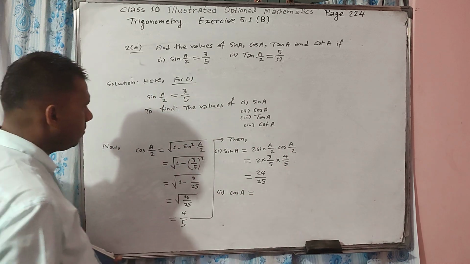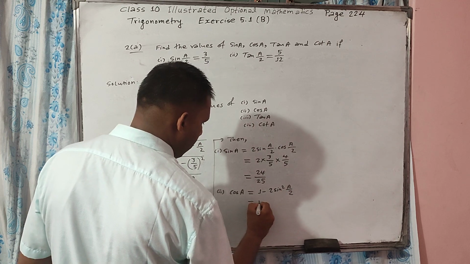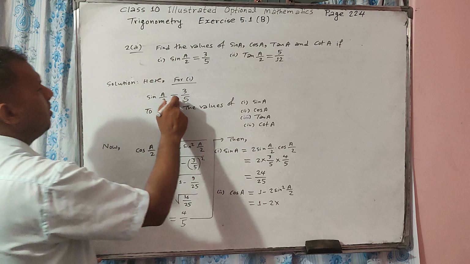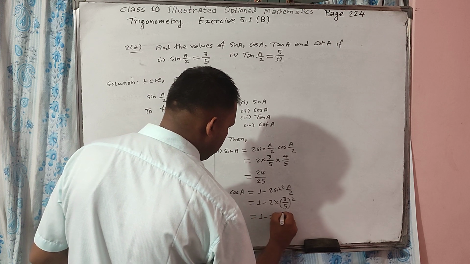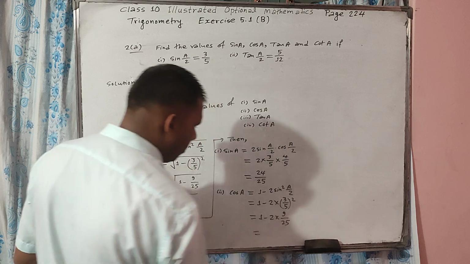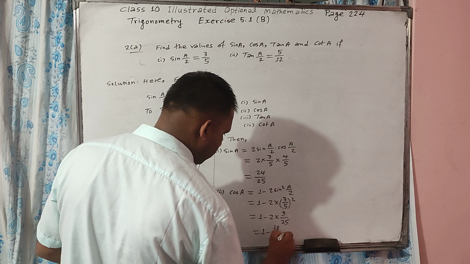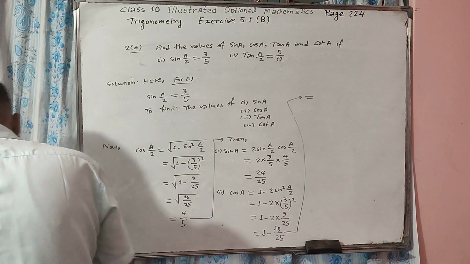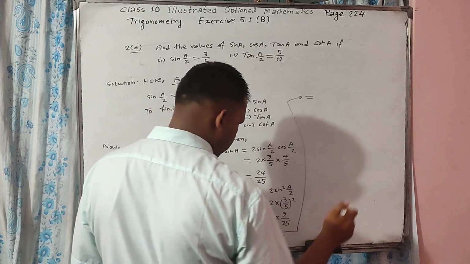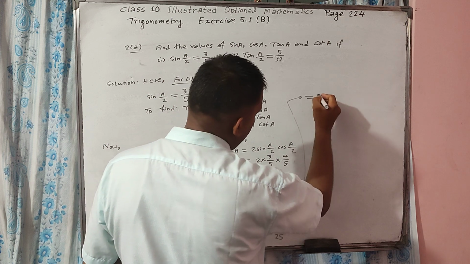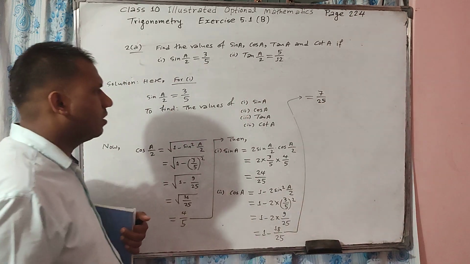For 2, cos A equals 1 minus 2 sin square A by 2, that is 3 by 5 whole square, equal to 1 minus 2 into 9 by 25, 9 twos are 18, 1 minus 18 by 25 is equal to 25 minus 18, that is 7, equal to 7 by 25. This is value of cos A.